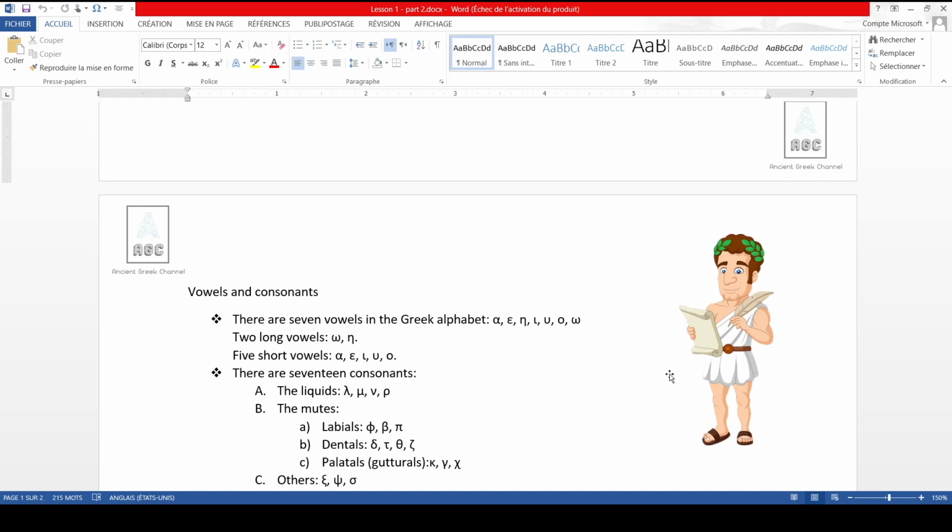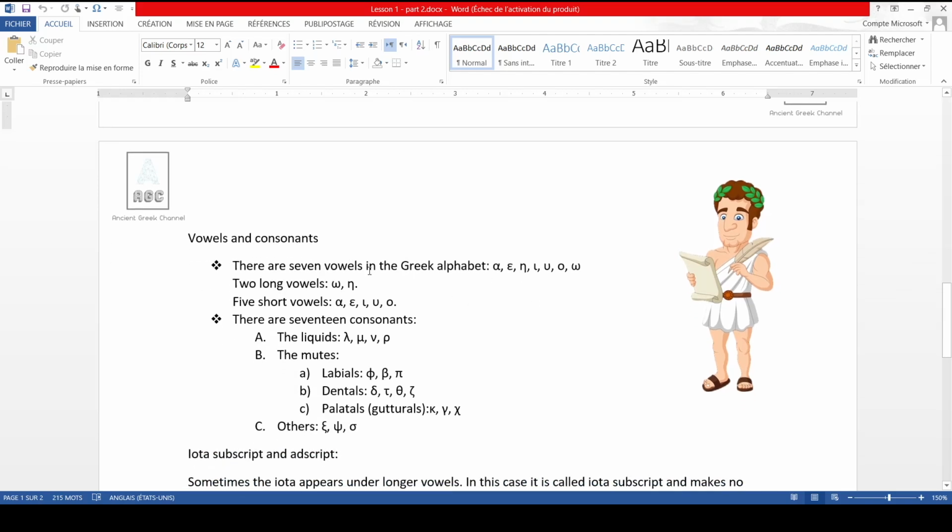In our previous lesson, or let's say our previous video, we've seen the Greek alphabet. We've drawn some Greek letters, and now we will see the different groups of Greek letters, so how the Greek letters are classified. Just like English, Greek letters are classified in vowels and consonants.